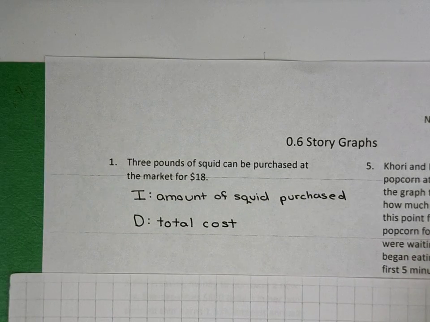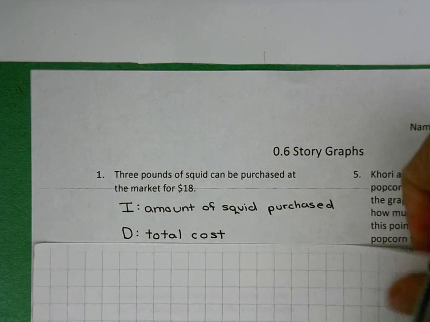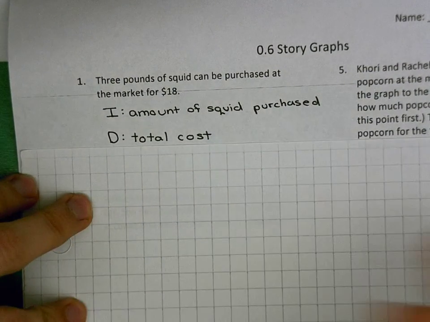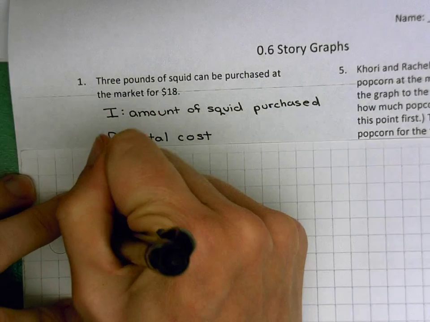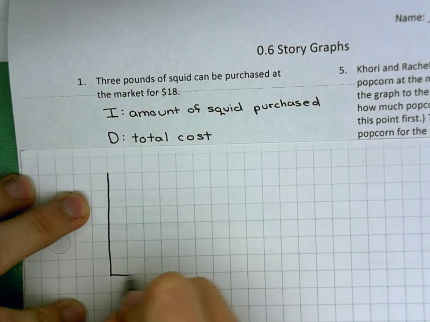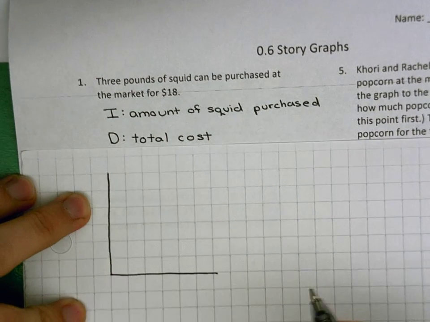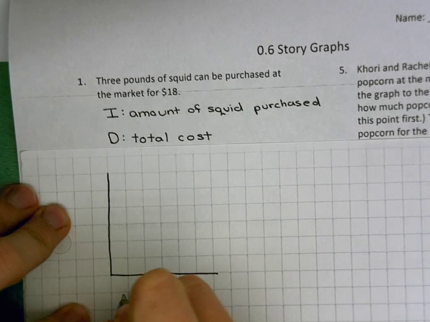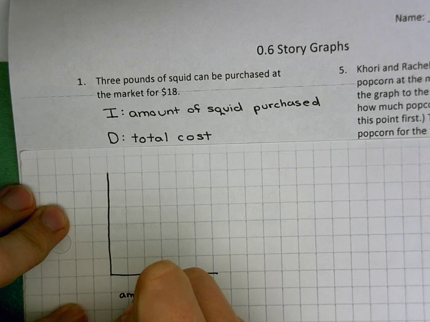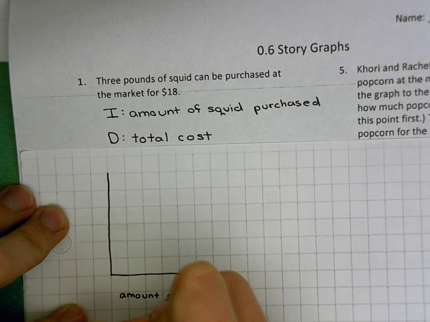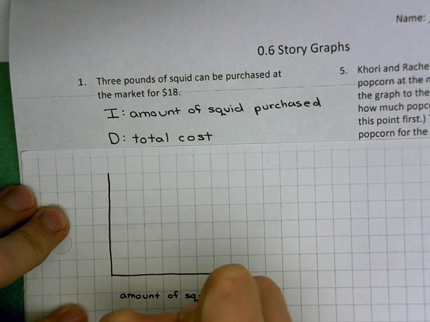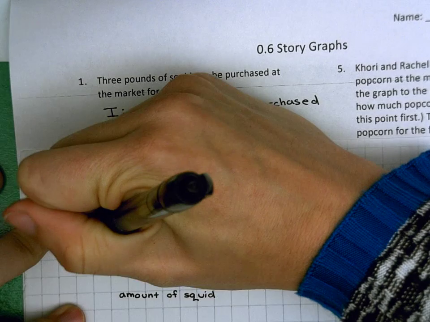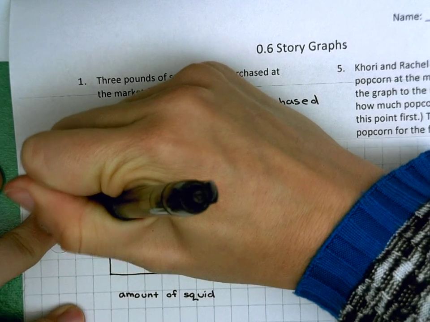And so when it comes to graphing that, I'm going to come to my graph paper here, and I'm going to be plotting points. Okay, so here's my graph, x-y axis. My x-axis is the axis upon which I place the independent quantity, and so I'm going to go ahead and put amount of squid on my x-axis. And the y-axis is your dependent quantity. This is where I'm going to put total cost.